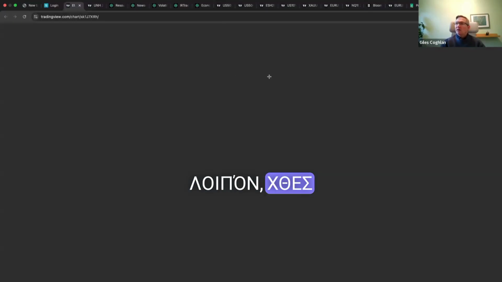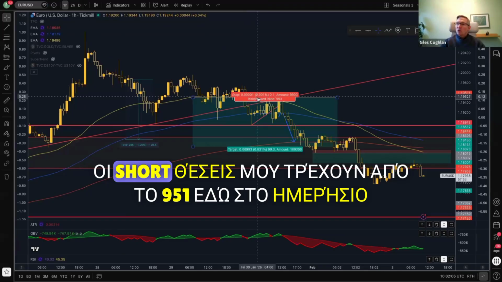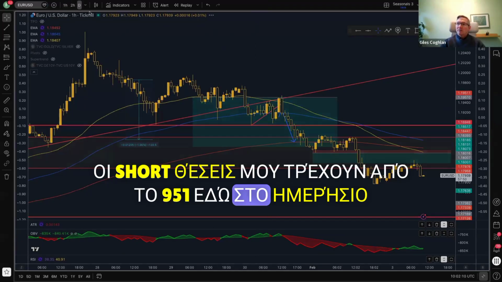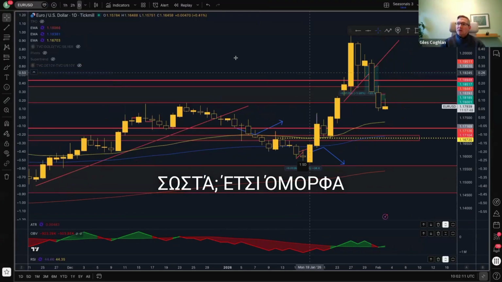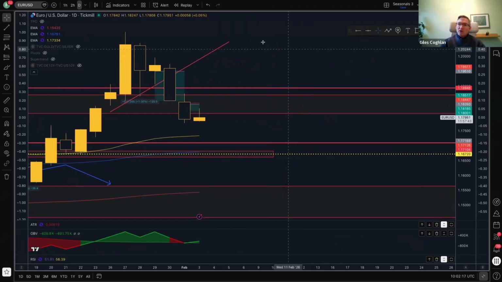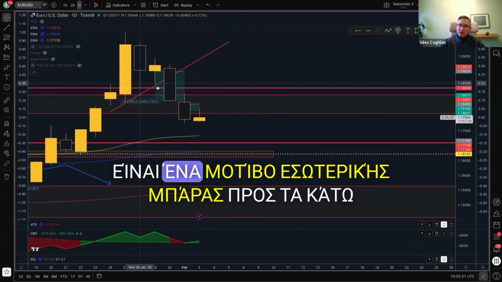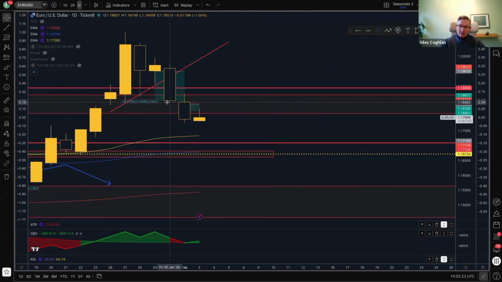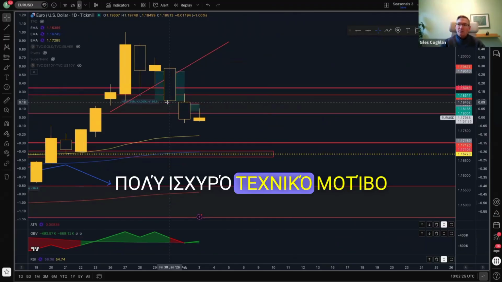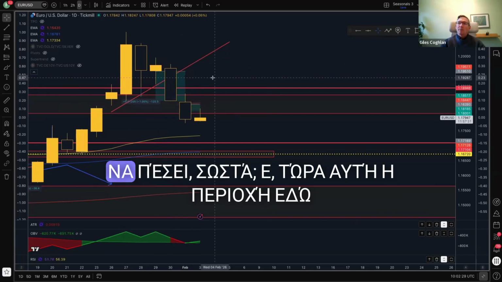So yesterday, I've got shorts running from the 951 here on the daily, right? So nicely, and you can see here that was a 3 inside bar down pattern. So you could have sold that just at the market yesterday because it's an inside bar down pattern. Very strong technical pattern. And you can see the dollar strength is just forcing this euro dollar lower, right?